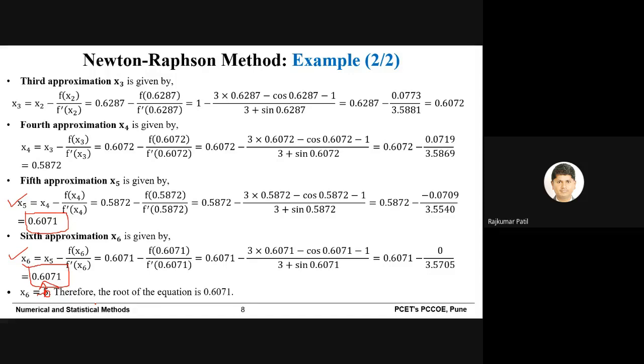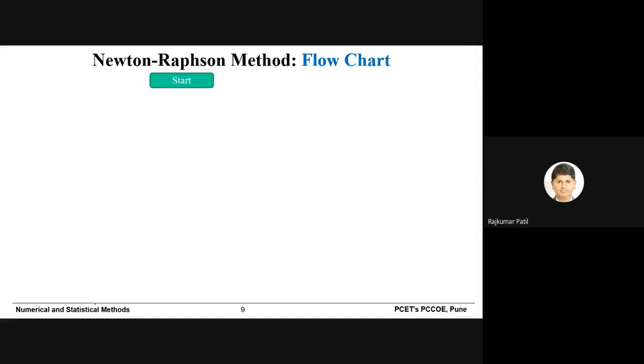So this is how we solve this problem by using the Newton-Raphson method. Now we will try to convert this problem into a flowchart, and the flowchart should be such that we can solve any kind of problem with the help of that flowchart. So the first step is start. As we know, we are going to use Python as a tool for programming the Newton-Raphson method and all other problems in this course. So we will start with Python.